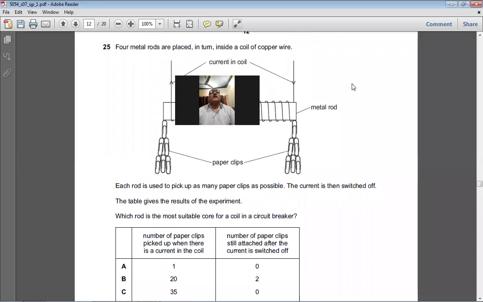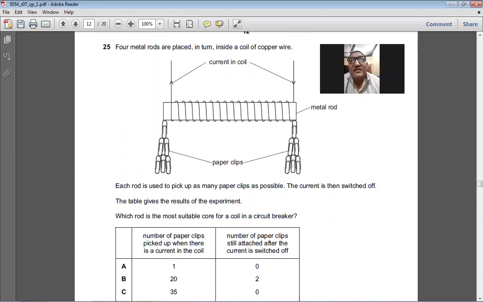Okay. Four metal rods are placed in turn inside a coil of copper wire. So here the coil is of copper, and the inner core, the metal rod, we change it. Each rod is used to pick up as many paper clips as possible. The current is then switched off. The table gives the results of the experiments.